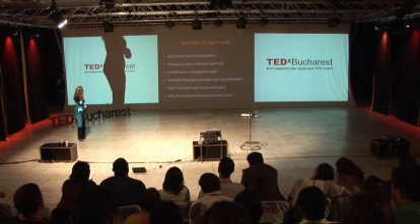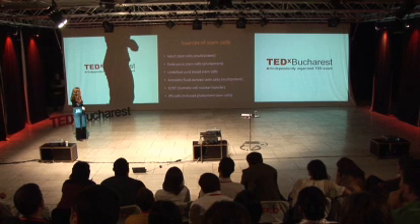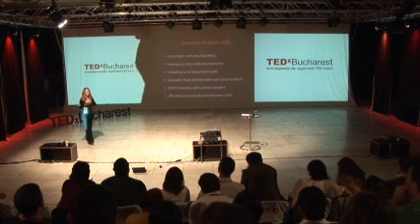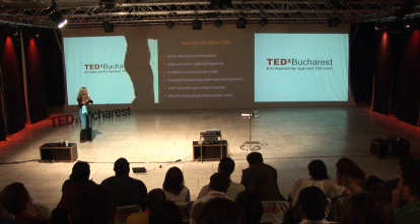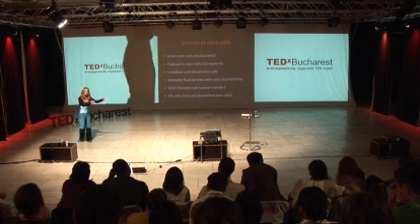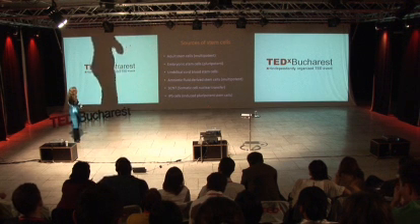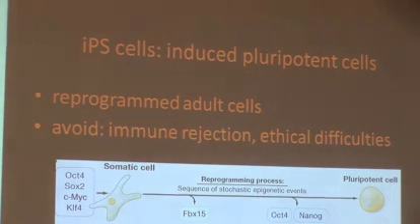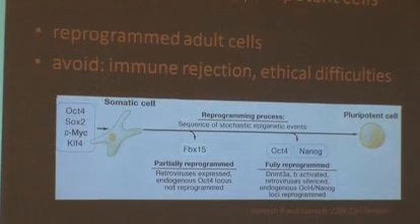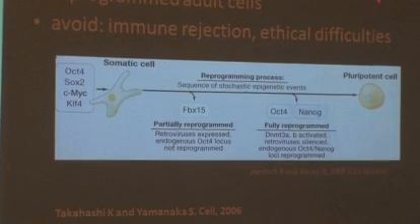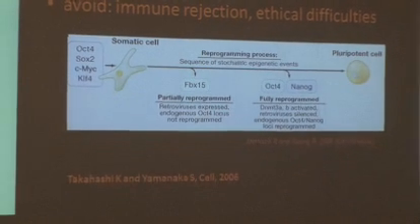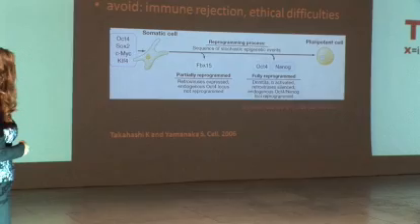And the iPS cells are the so-called induced pluripotent stem cells, and they arise from differentiated cells by reprogramming. So basically, these iPS cells are now a big thing in the biomedical field. They avoid the immune rejection, and they avoid as well ethical problems.